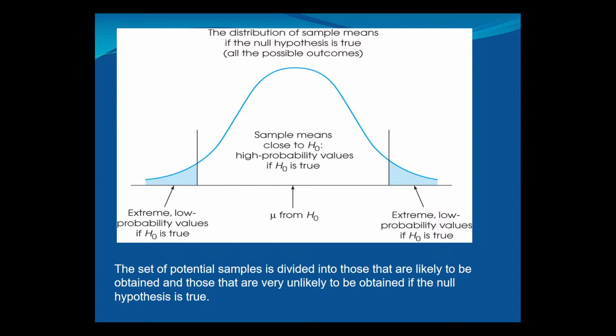On this slide, you see the distribution of sample means if the null hypothesis is true. So the set of potential samples is divided into those that are likely to be obtained and those that are very unlikely to be obtained if the null hypothesis is true. We use this graph to understand which hypothesis should be accepted. Can we reject the null hypothesis, or is there no evidence to reject the null hypothesis?